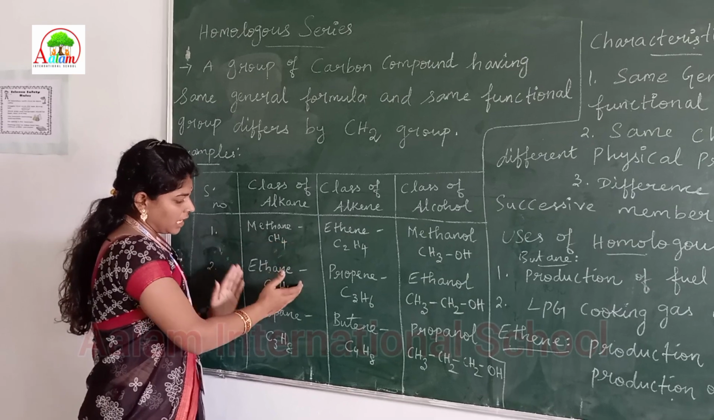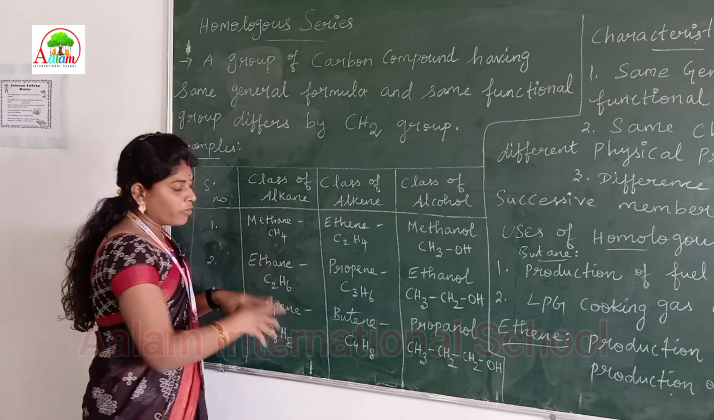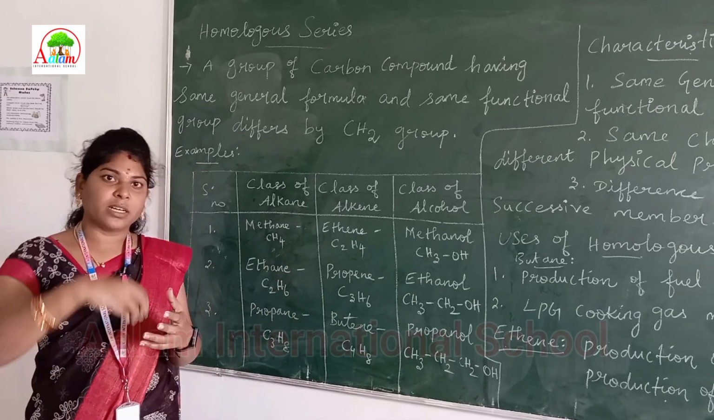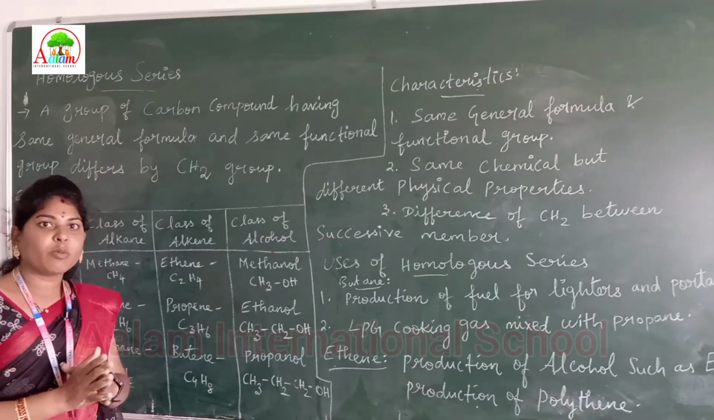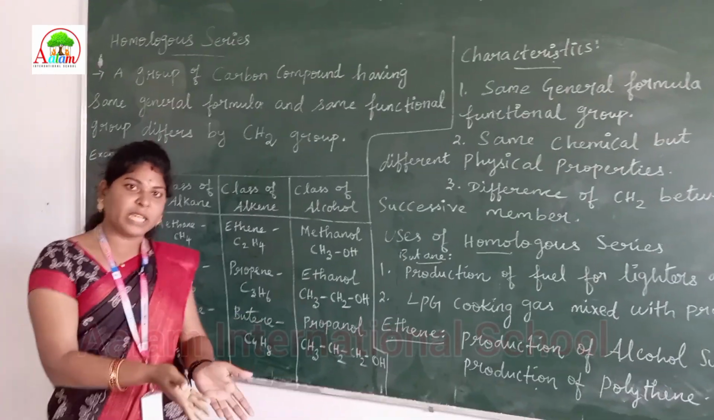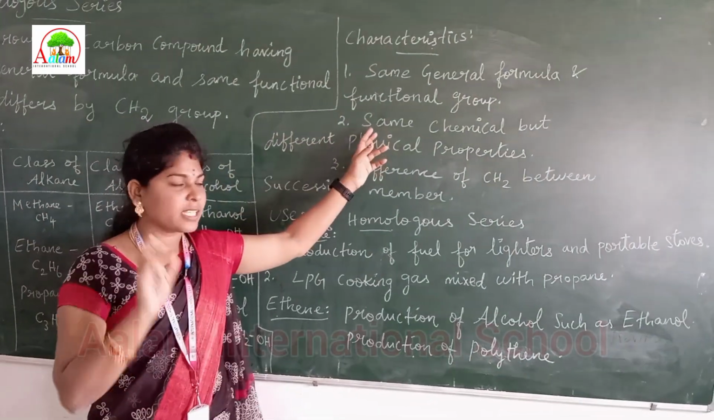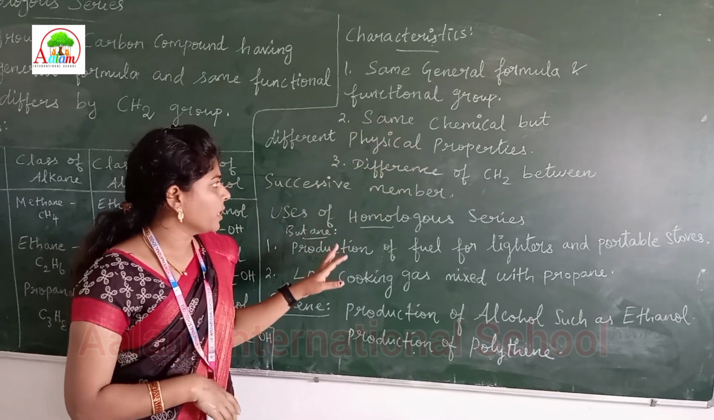For example, methane, ethane and propane will have the same chemical properties, but they will differ in physical properties. Physical properties in the sense it will differ in size, shape, like that it will differ for each member. Chemical property in the sense it will have the same melting point, boiling point. So that only I have given here in the second characteristic: same chemical properties but different physical properties.